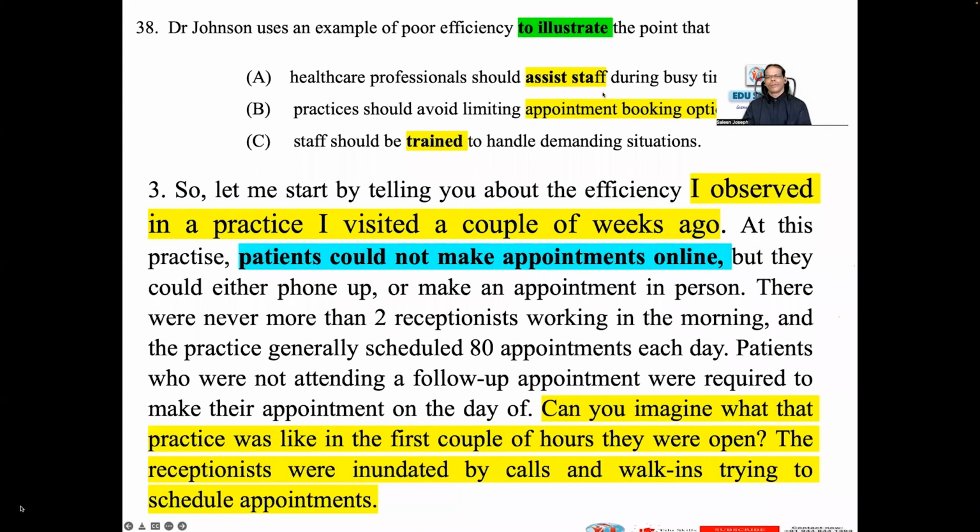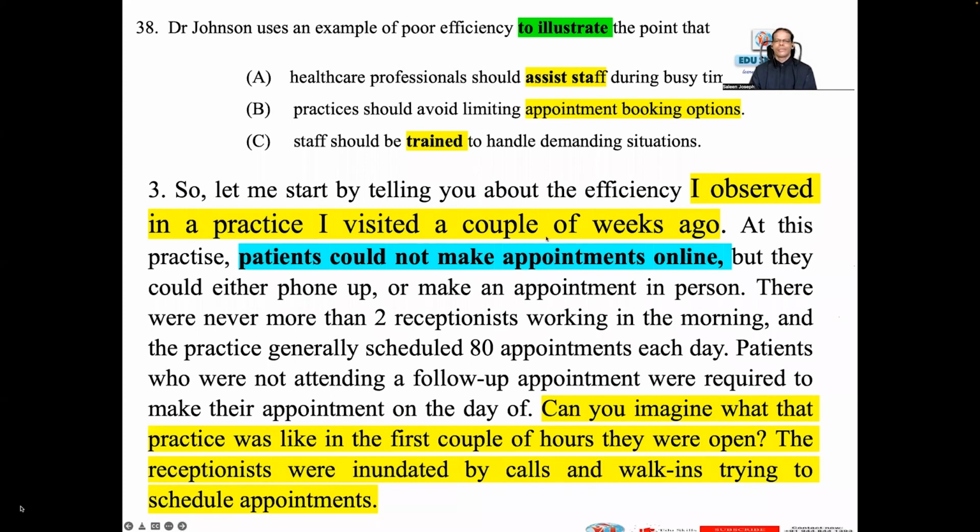Assist staff, I said, is a false statement. Normally, the nurses will not be assisting the receptionist for appointments or things. Practitioners should avoid limiting appointments. Staff should be trained to handle demanding situations. There is nothing about training in this audio at all.